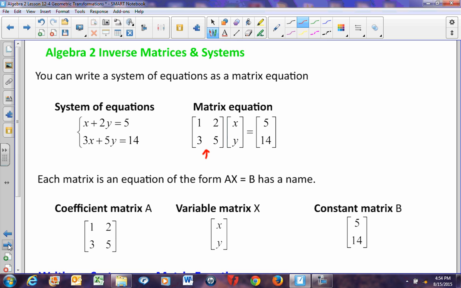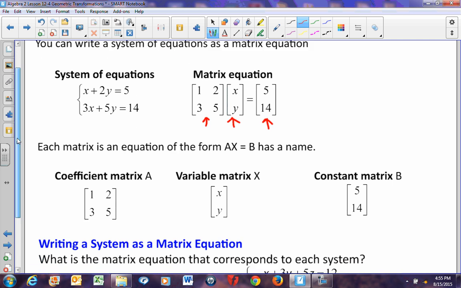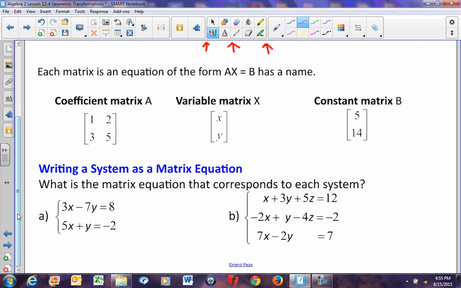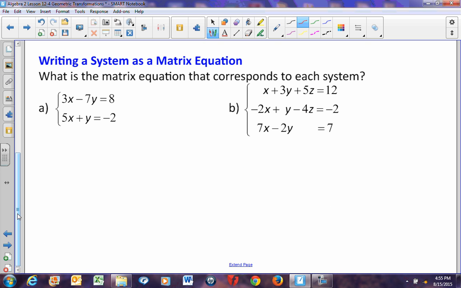This is your coefficient matrix. And you put your variables here, and you put your answers there. Coefficient matrix A, variable matrix X, constant matrix B. Very simple to do. So what is the matrix equation that corresponds to each one of these systems? So let's look at this first one. Let's do the coefficients first. This will be C, negative 7, 5, 1. There's my coefficient matrix. All I did was take the numbers in front of the variables. And then my variable matrix, X and Y.